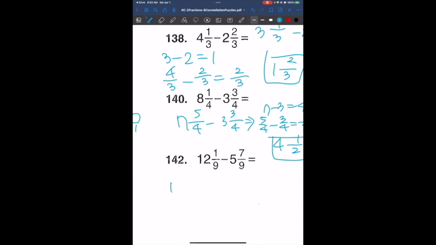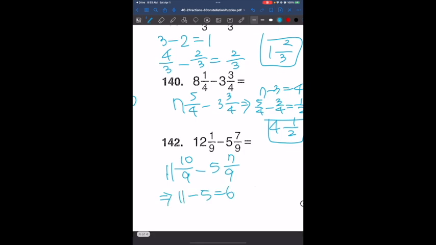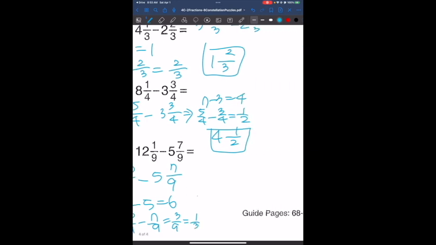So we're going to rearrange 12 and 1/9 into 11 and 10/9. And so for the whole number, it's going to be 11 minus 5, which is 6. For the fraction, it's going to be 3/9, which is 1/3. And so our answer is going to be 6 and 1/3.